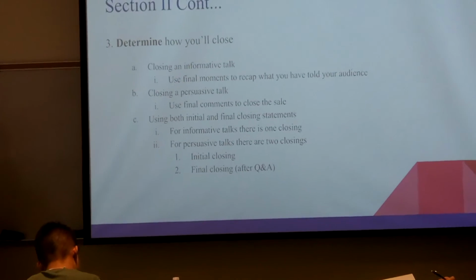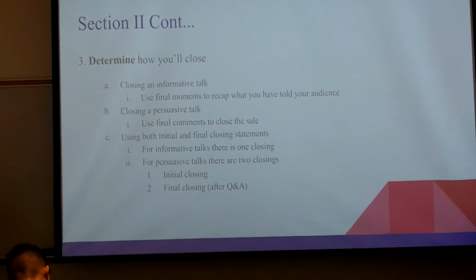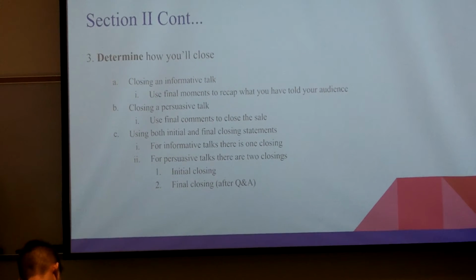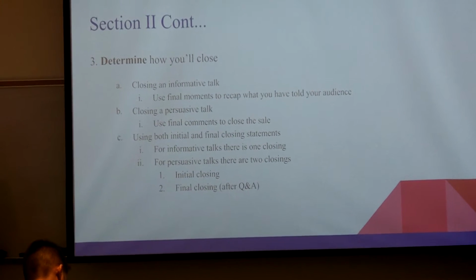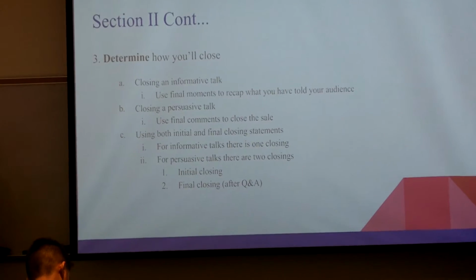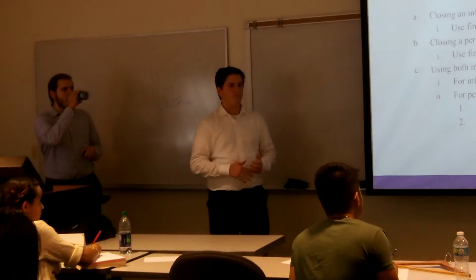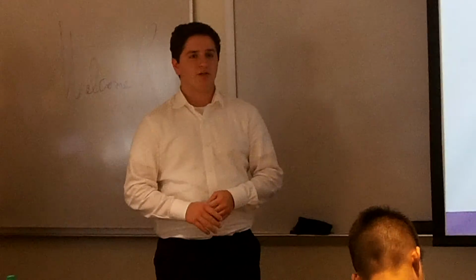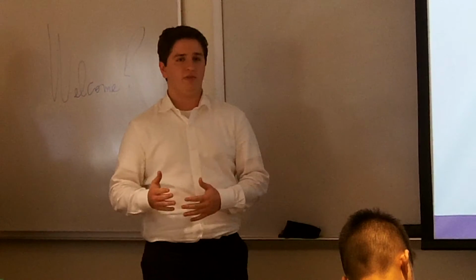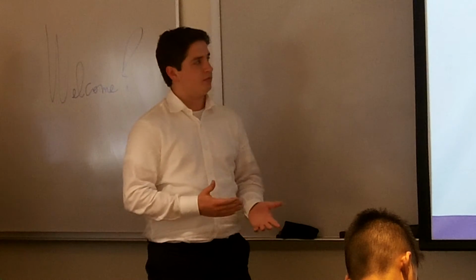Finally, you want to determine how you'll close. So for an informative talk, you want to summarize your final key points. Just go over your bullet points and make sure you went over all three in my case. Making sure everyone understands them, so when they leave, the last thing they heard you say was your bullet points.